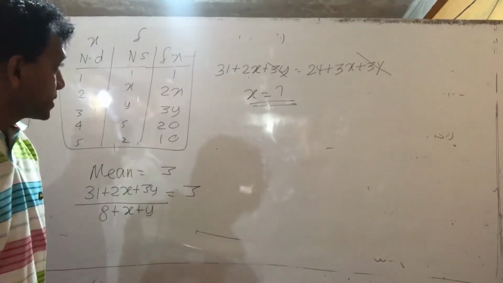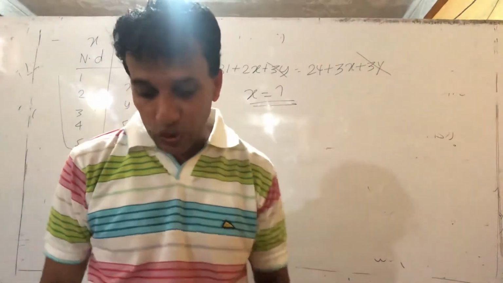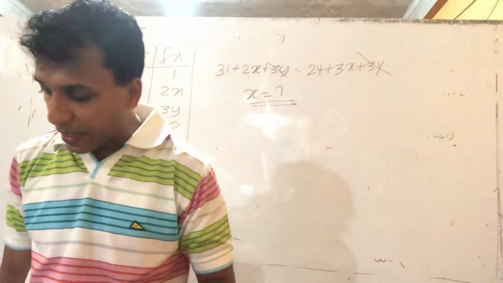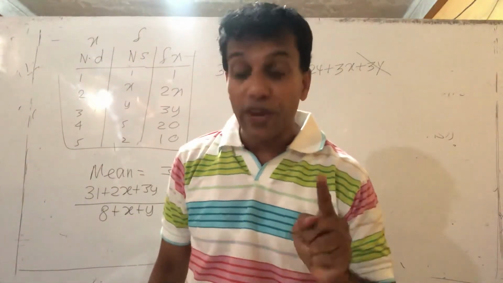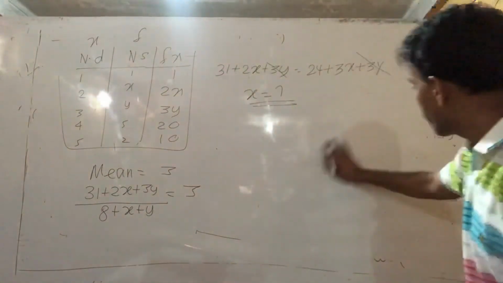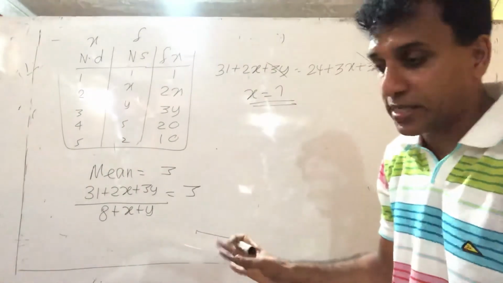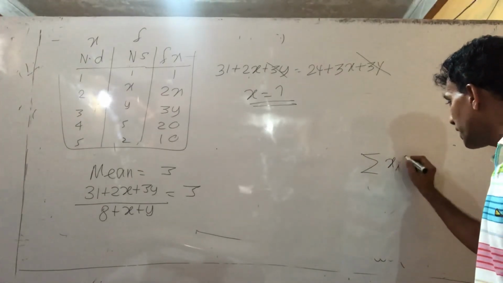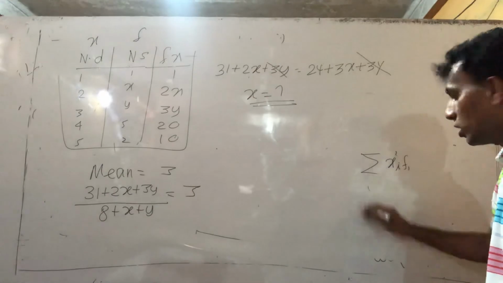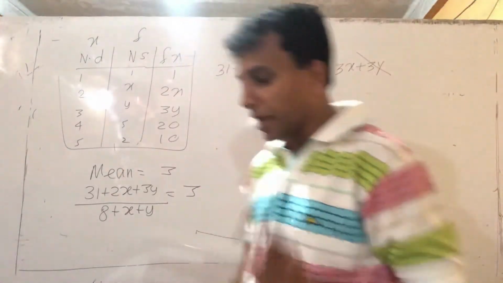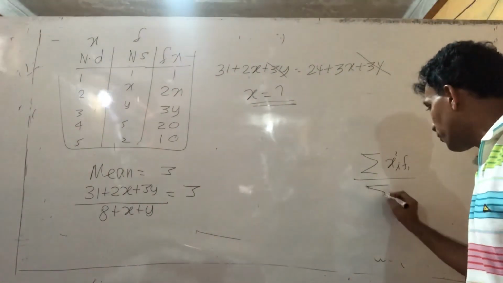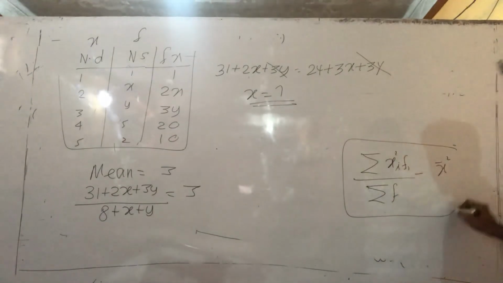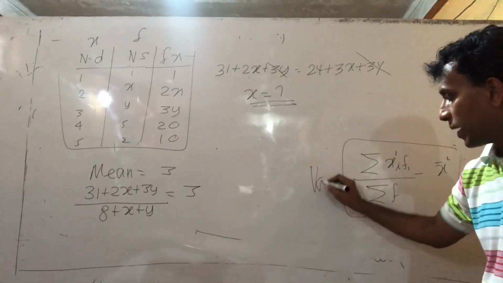Okay, that is the x value. Find the x value when they provide the mean value. Next part, they ask for the variance. The variance formula for this type of tabulated pattern is sigma fi xi square over sigma f, minus x bar square. This is the formula for this type of table.